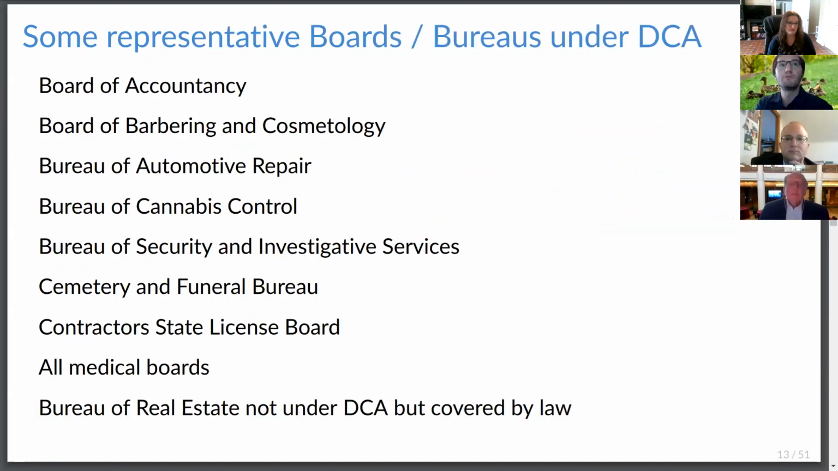Some representative boards and bureaus under this legislation: accountancy, barbering and cosmetology, automotive repair, security guards, all the medical boards are covered, and the Bureau of Real Estate is covered as well. So it's pretty expansive. Basically, it covers a number of licensed occupations.